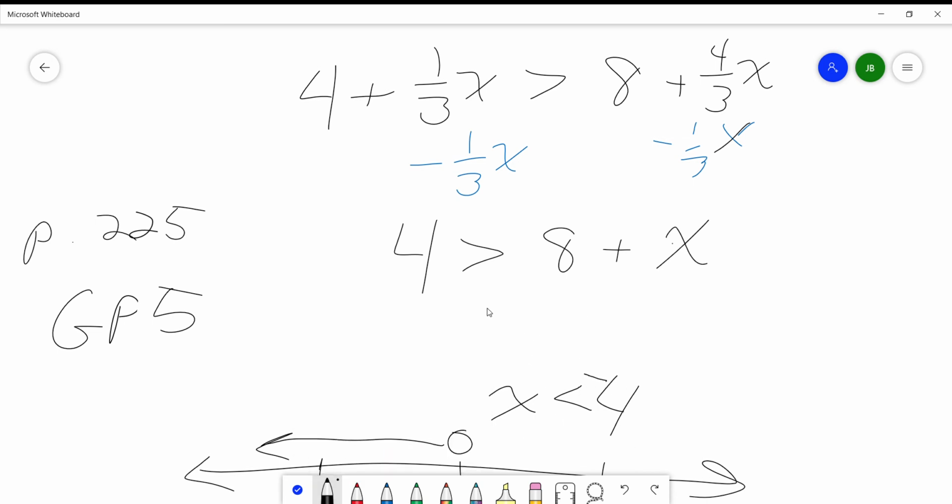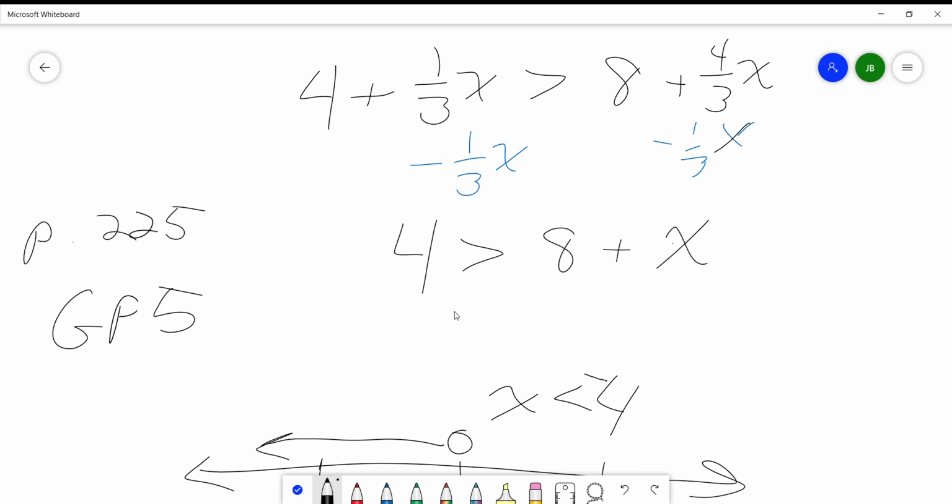X would have to be less than -4. So if x was -5, this would work, right? -5 plus 8 would be 3. 4 is definitely greater than 3. But let's keep going. Let's subtract 8 from both sides.